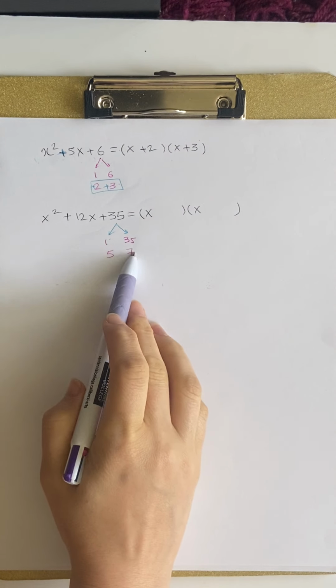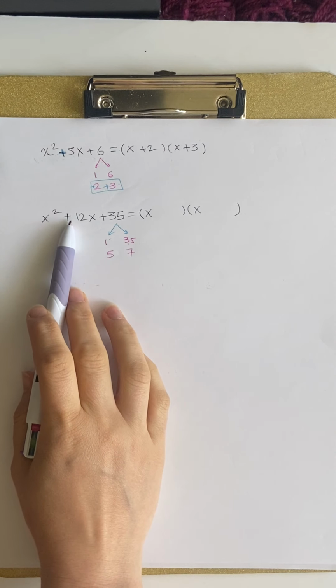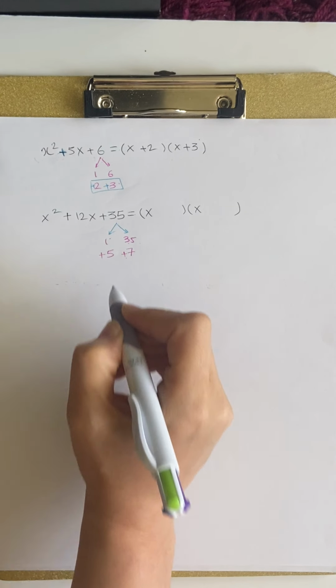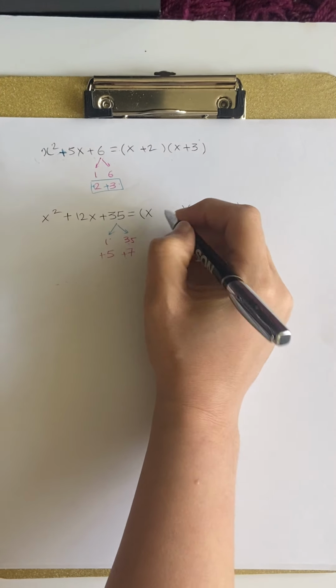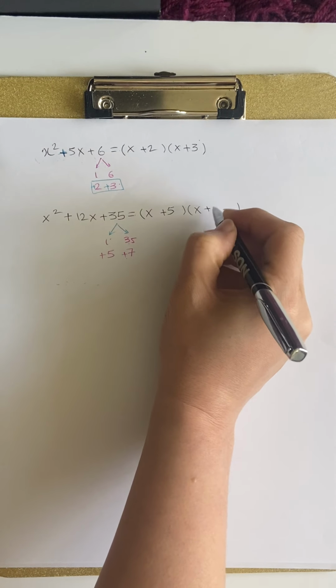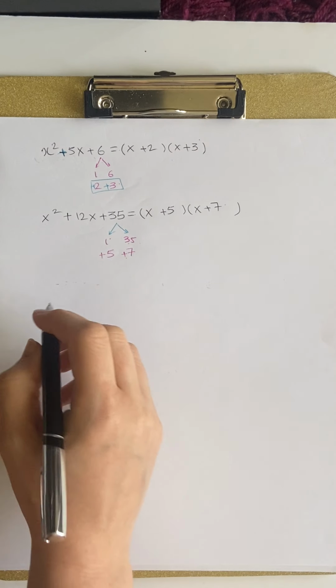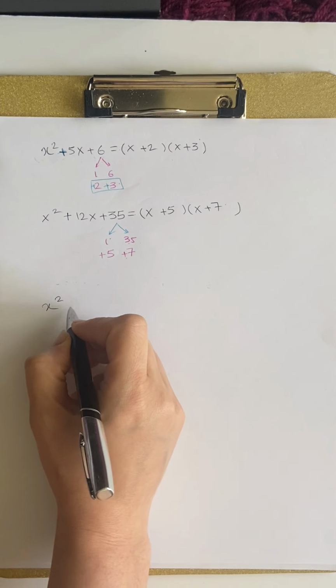Between these two pairs, which one would give me a 12? How can I construct a 12? Plus 5 plus 7. So we'll just go ahead and put a plus 5 up there and a plus 7 up there. Let's do one more example.